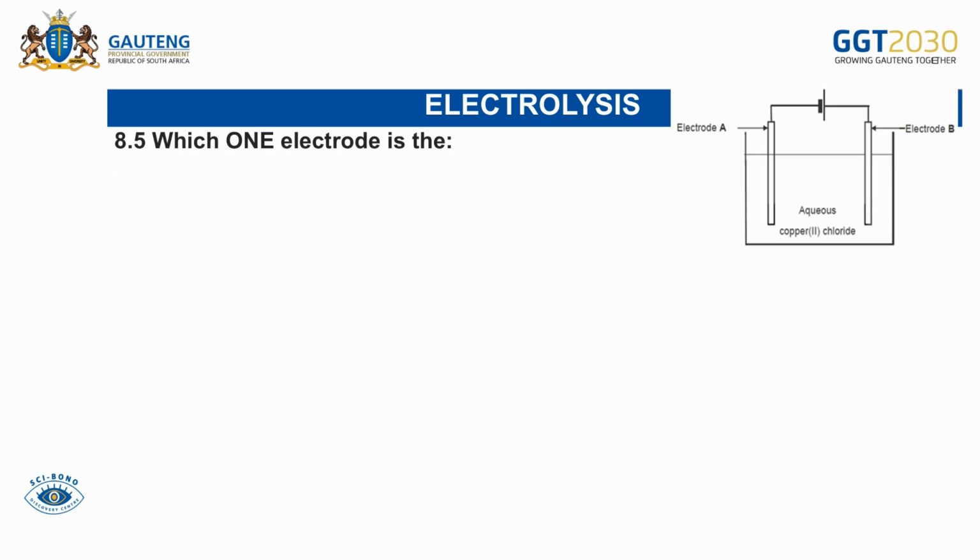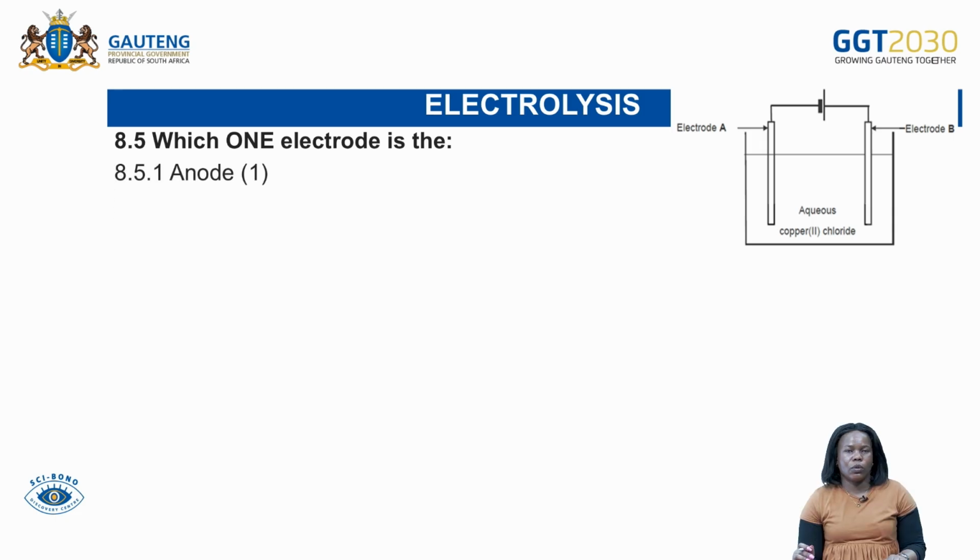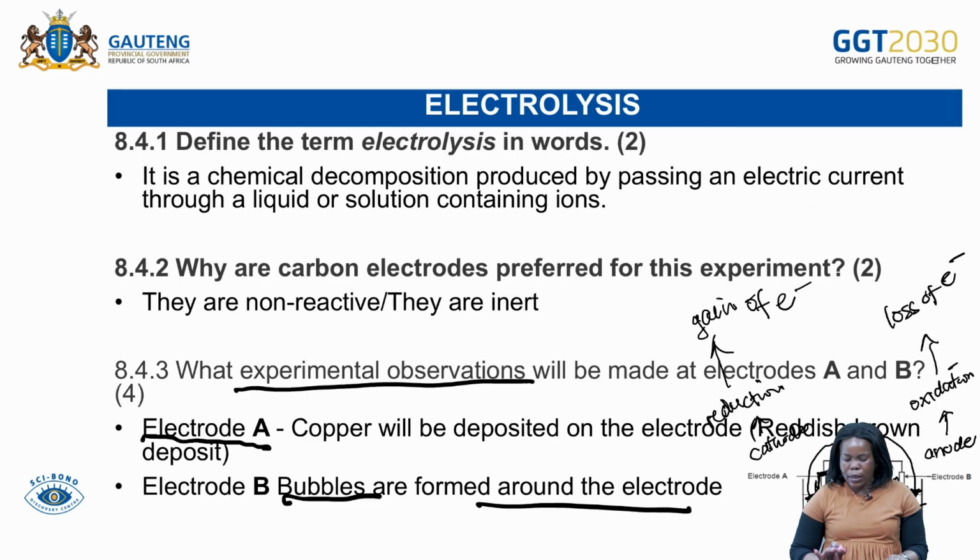Moving right along to question 8.5. Which electrode is the anode? Which one is our anode? Okay, we already answered that. Let's take a step back. Which one is our anode?